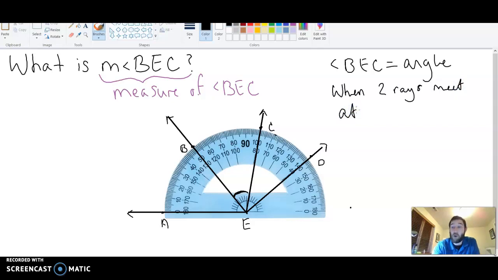That one point we call a vertex. And so E is our vertex. And the vertex, by almost an ironic name, is defined as where the two rays meet. And so a vertex more generally means center. And so an angle is when two rays meet at a vertex, and the vertex means center. And so we're looking to find angle BEC.